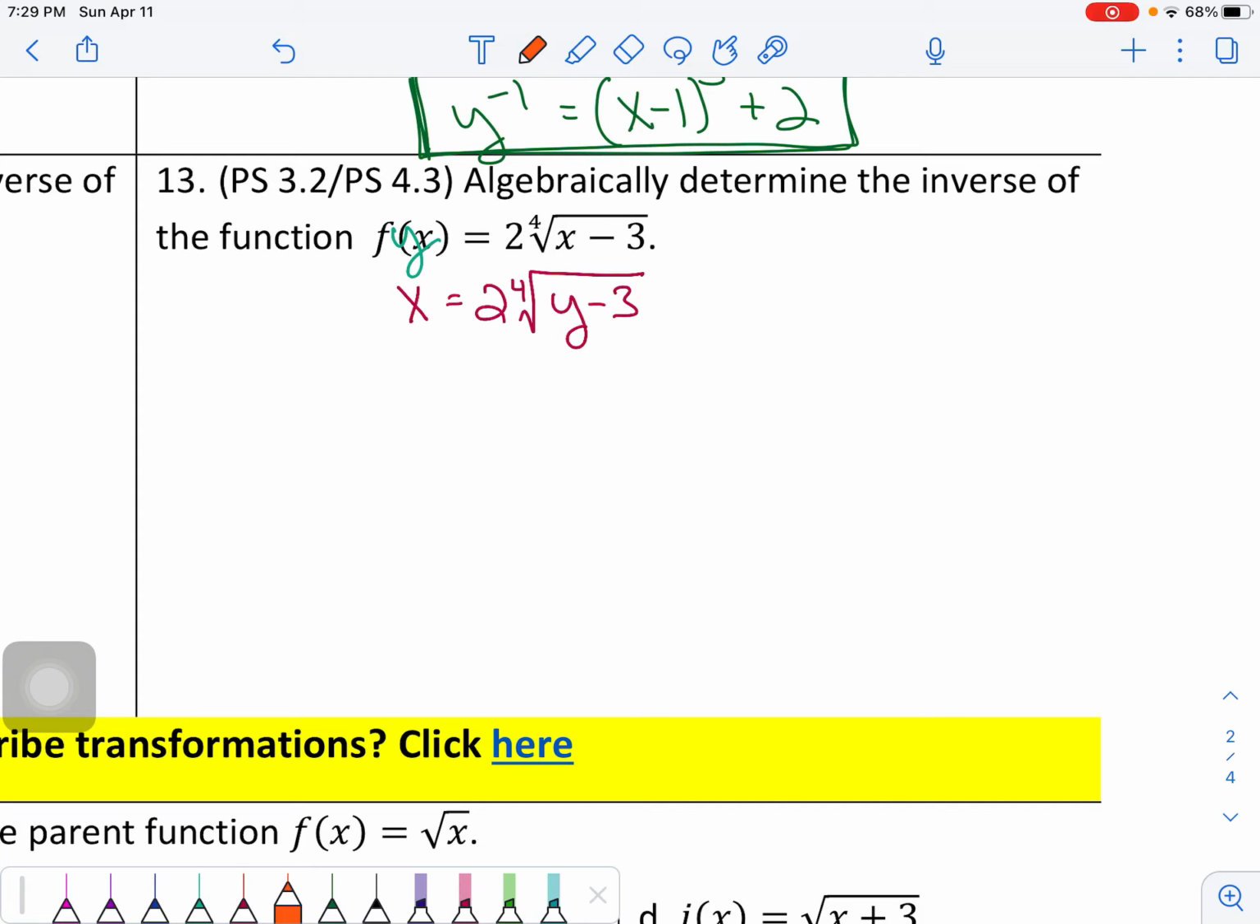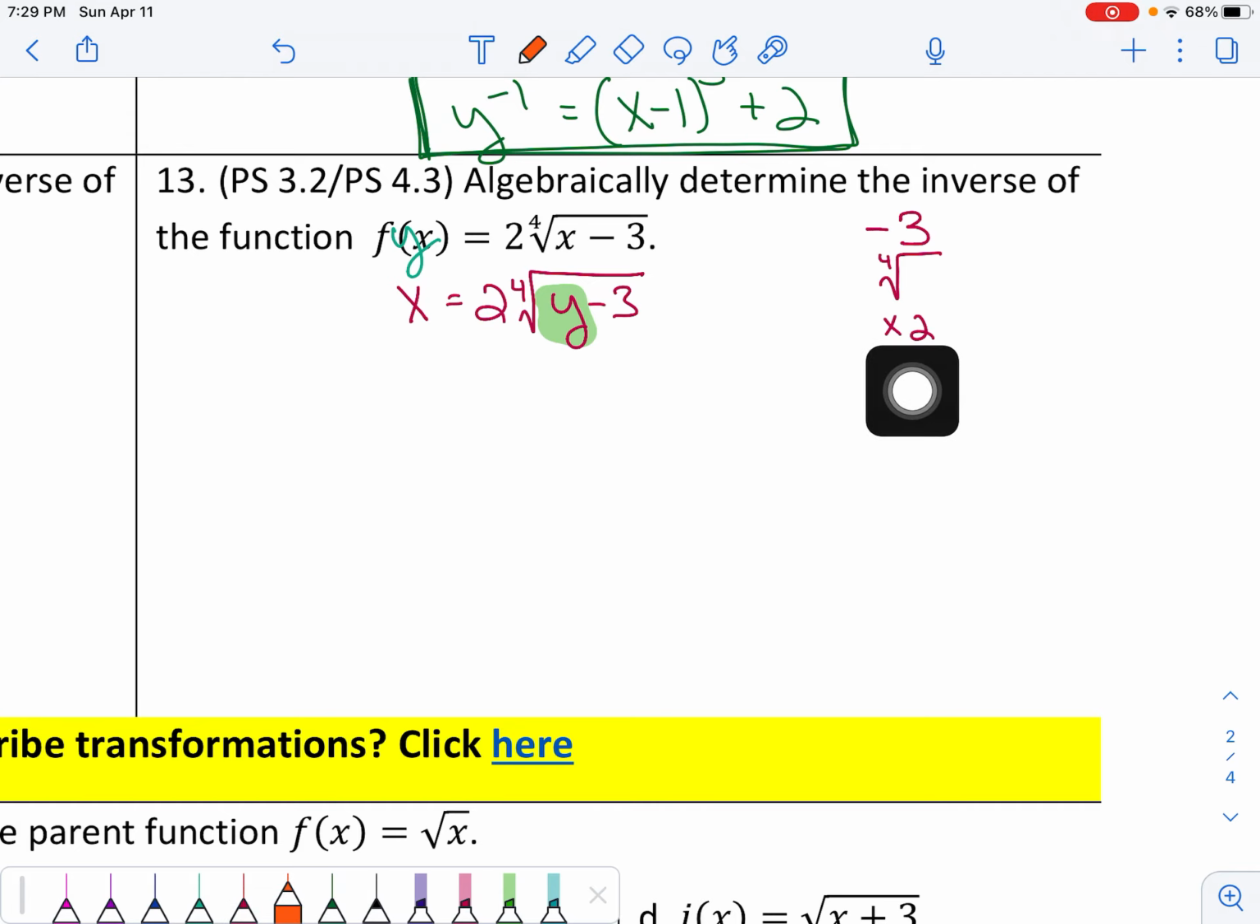The list of steps here, remembering that we are trying to get y by itself. Here's y. Order of operations here would tell me to subtract 3 first. I would do a 4th root. And then I've got multiply by 2. I'm just using a little x for multiplication. So I want to undo those steps in reverse.